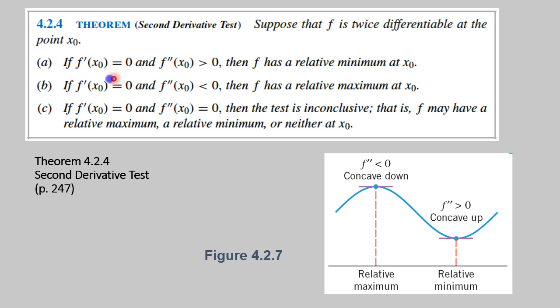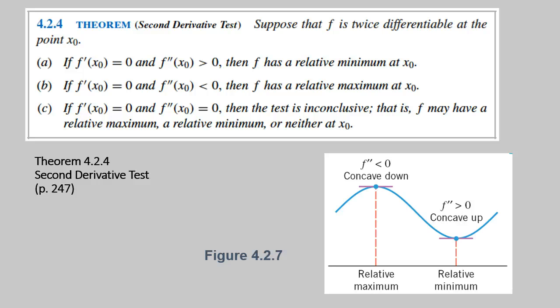Again, first derivative 0, meaning we have a critical point. Second derivative positive means relative min. First derivative 0, second derivative negative means we have a relative maximum at the point x of 0. If they're both 0, the first and second derivative are each 0, then the test is inconclusive. All right, you may have a relative minimum or a relative maximum there.